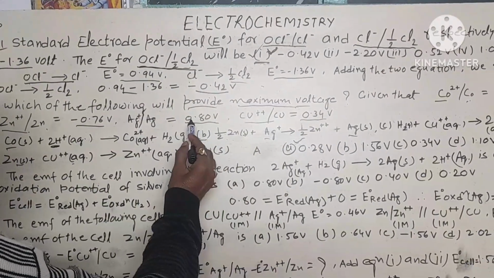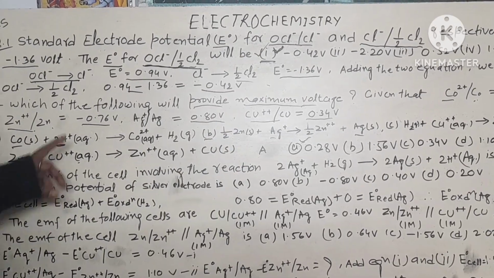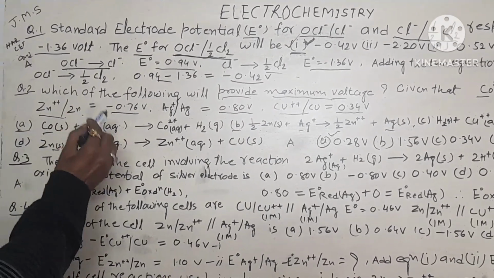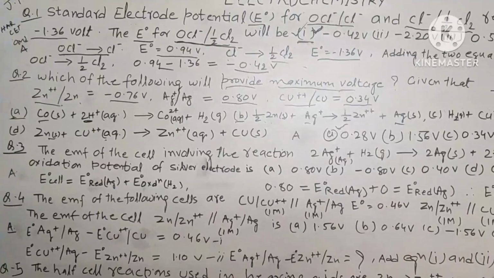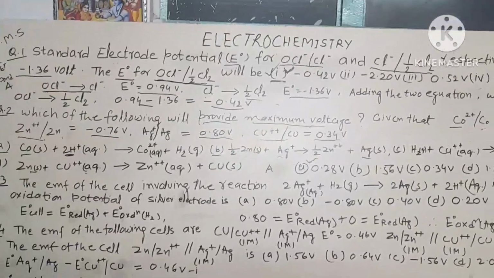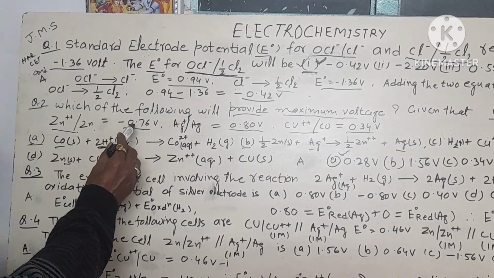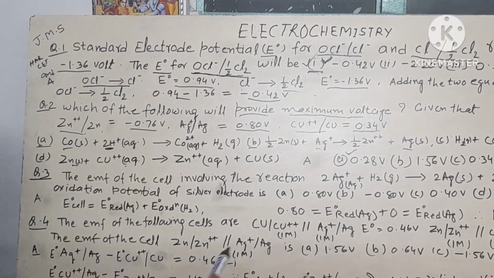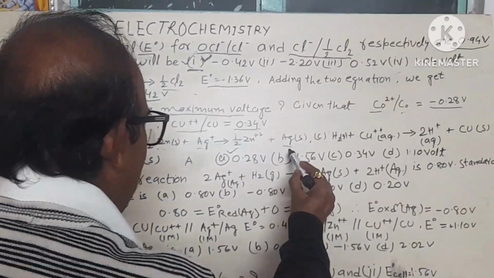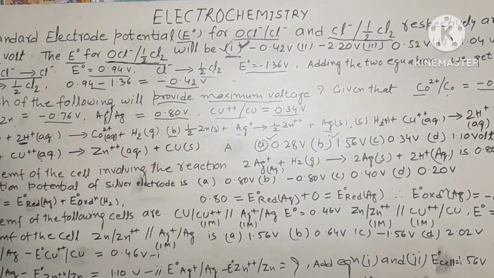For silver, it is 0.80 minus, in bracket, minus 0.76. Minus plus means you just add both: 0.80 plus 0.76, then you will get 1.56. Correct? For the third cell, you calculate.